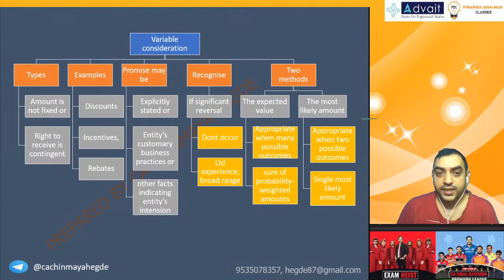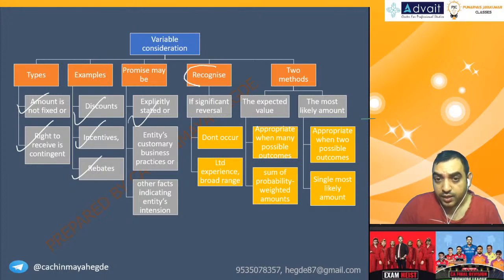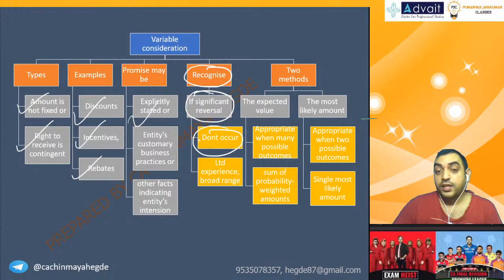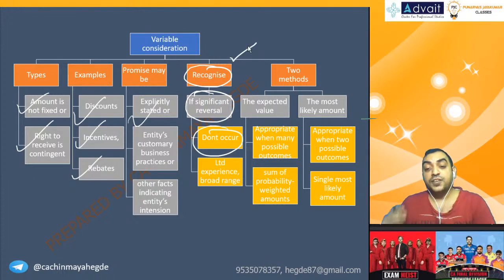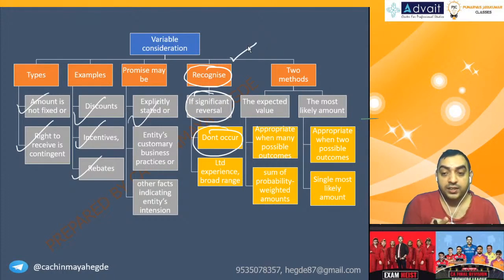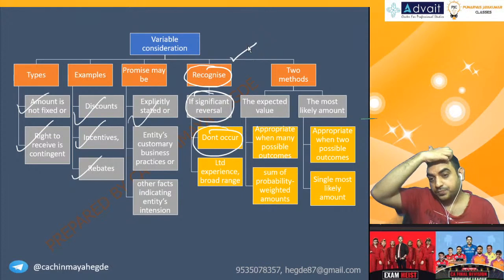Let's go further on variable consideration. Amount is fixed, contingent is fine; discounts, incentives, rebates are examples. Promise may be explicitly or implicitly stated. Recognize, okay, this is important. Recognize revenue is fine, but only if a significant reversal does not occur. If a significant reversal will occur, then you should not recognize.